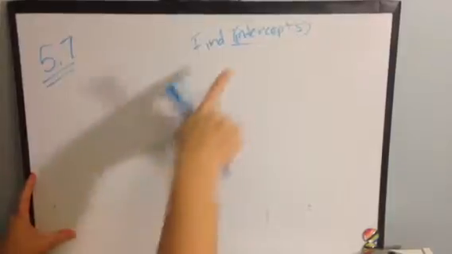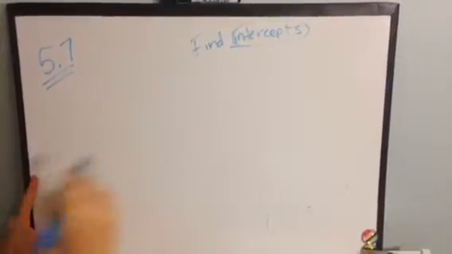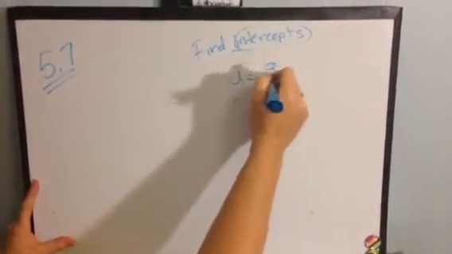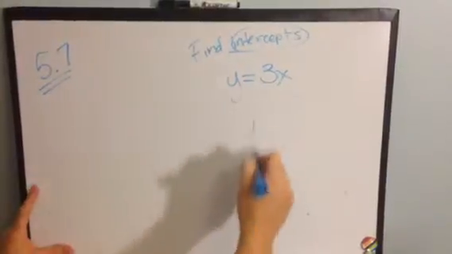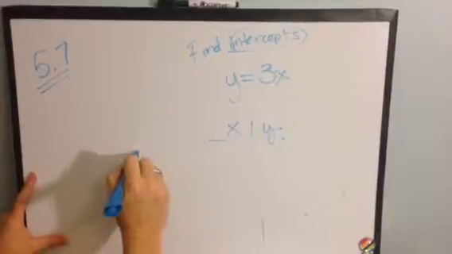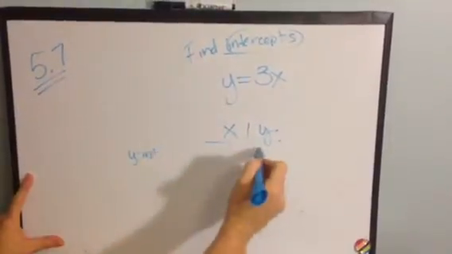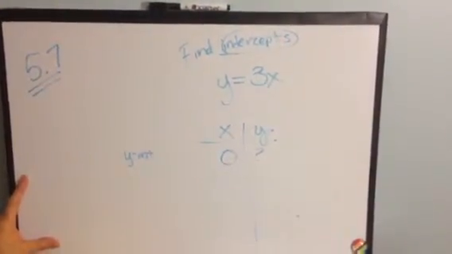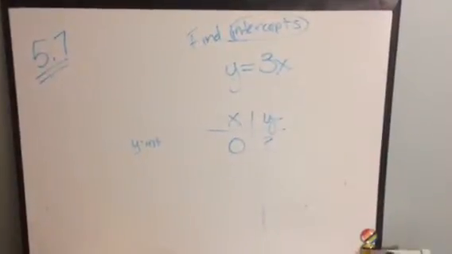If I were to ask you to find the intercepts and graph y equals 3x, well, again, you're going to do it the same way. Draw yourself an XY table. And again, if I'm looking for my y-intercept, I don't know the y, so the x has to be 0. So let's plug in and see what we get.